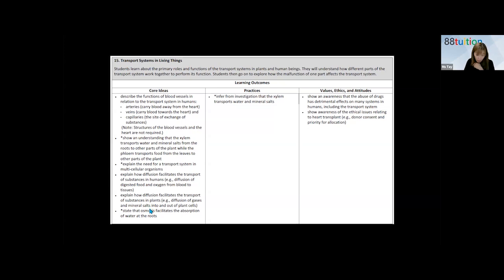Not just osmosis, there's also another one known as active transport. Though it's not written over here, okay? It is actually asked in our worksheet, all right? And then I have seen in other schools' exam papers before, okay? How minerals actually enter the roots from the soil. Okay, so infer from investigation that xylem transports water and mineral salts.